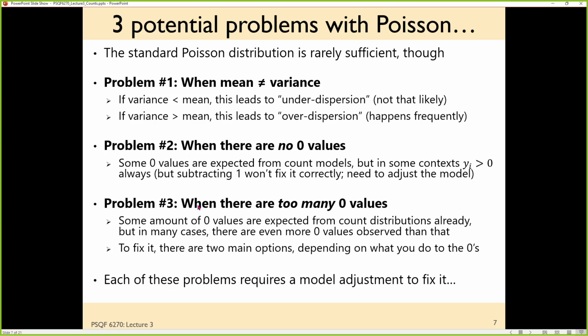And then number 3, when there are too many zeros. And this is also very common, and there are 2 main ways to fix it. One makes no sense to me, and the other makes a lot more sense, but is harder to do in software. So we'll see more details about each of these, but this is the big picture as to why Poisson is not going to be the end of the story in most cases.